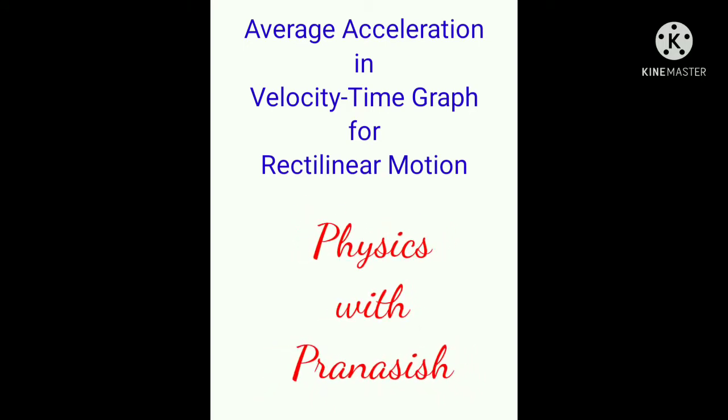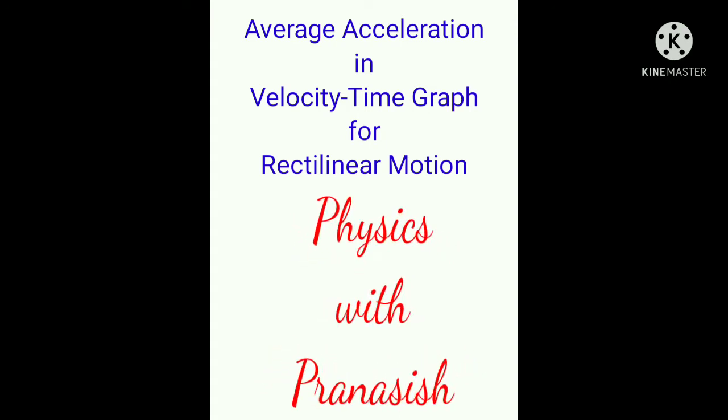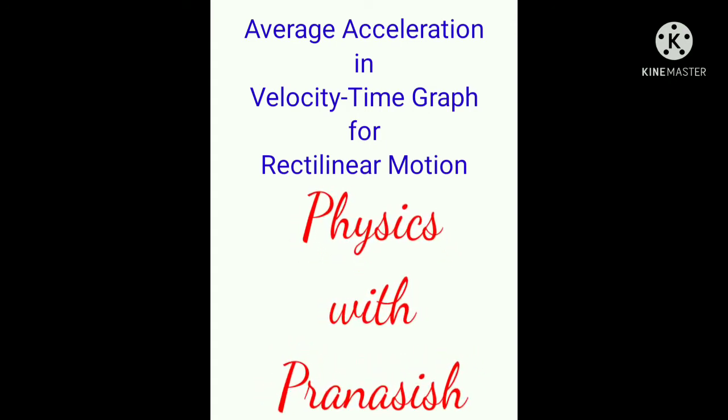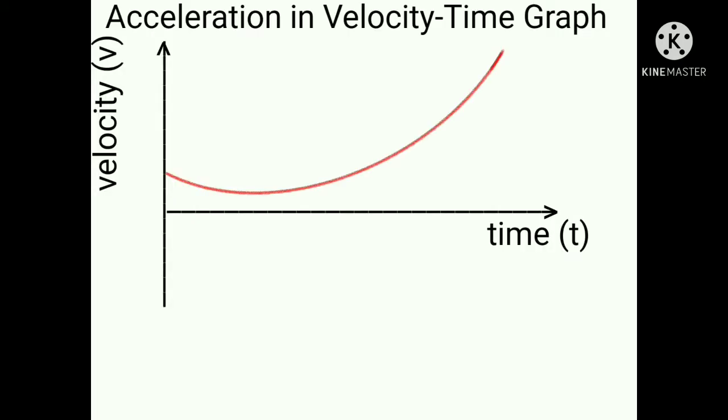This is Pranashish back here to tell you how to get the average acceleration over a given interval according to a curve obtained in the velocity time graph corresponding to the rectilinear motion of a particle. This is a curve obtained in the velocity time graph. The curve is initially directed downward. Then it gets momentarily flat and finally is directed upward, and it is becoming steeper as time advances.